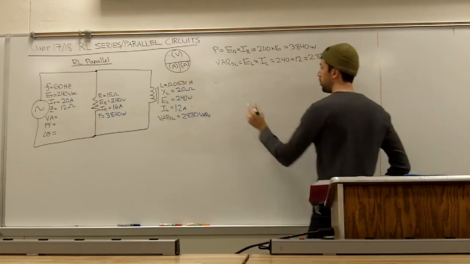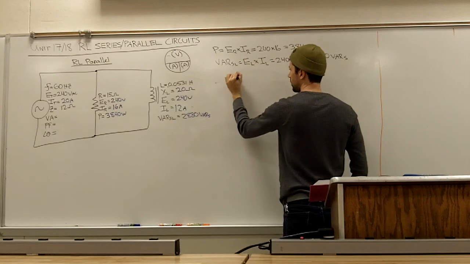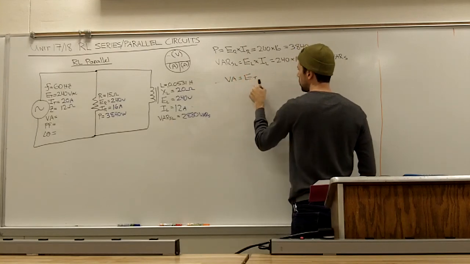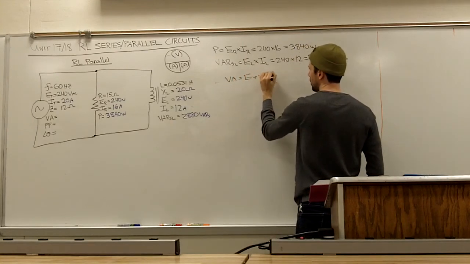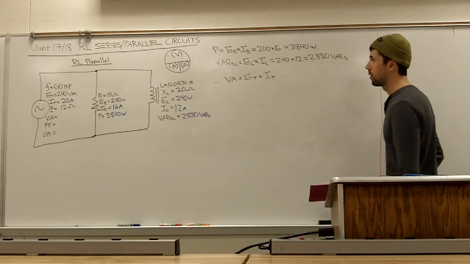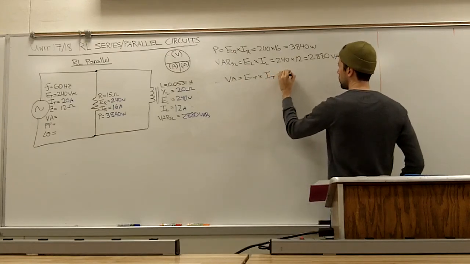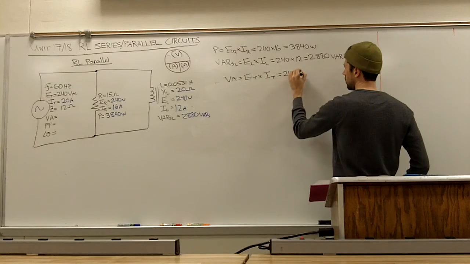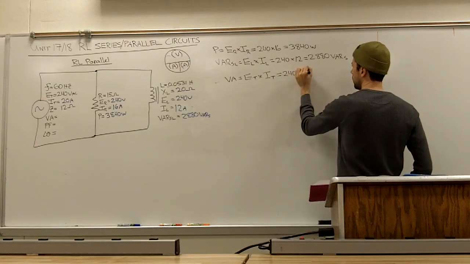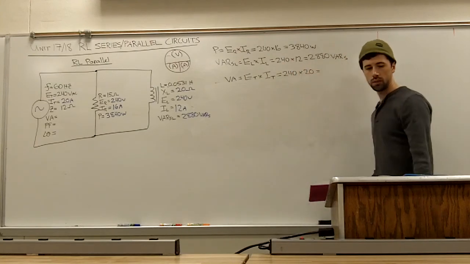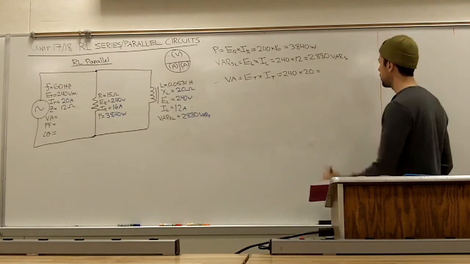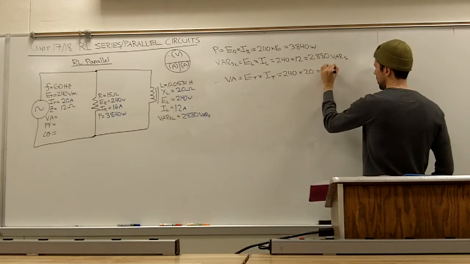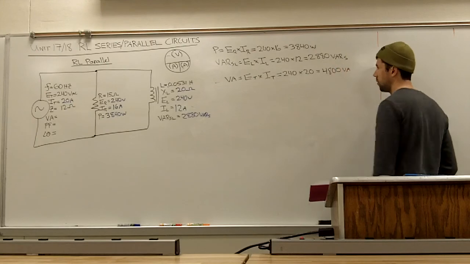Next, our apparent power of our circuit, VA, is always the total voltage multiplied by the total current. Total volts, 240, times the total current of 20 amps gives me a total apparent power of 4,800 volt amps.